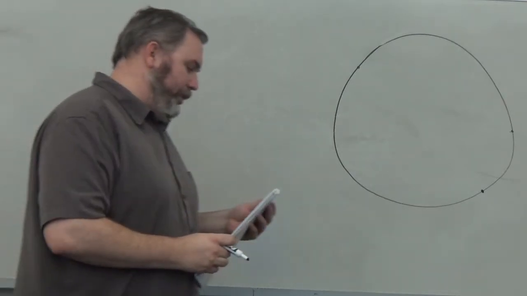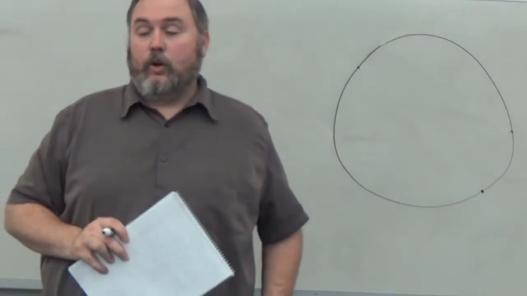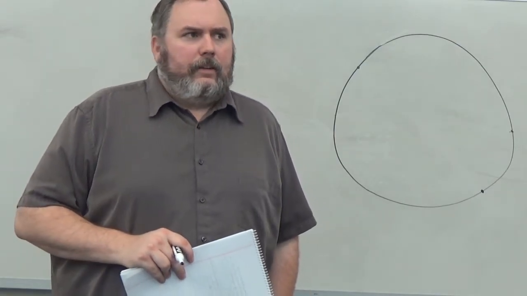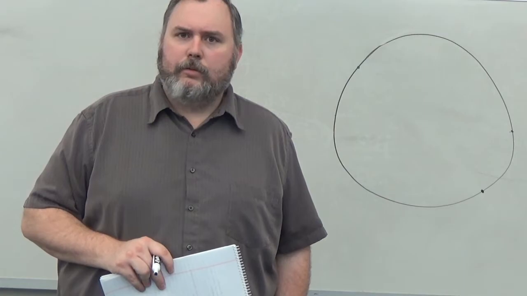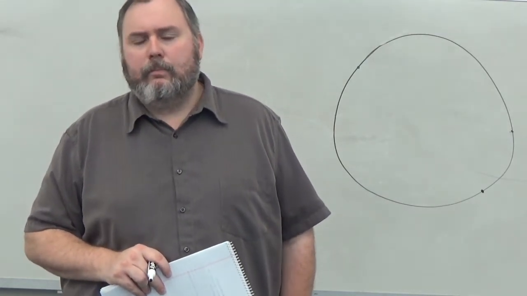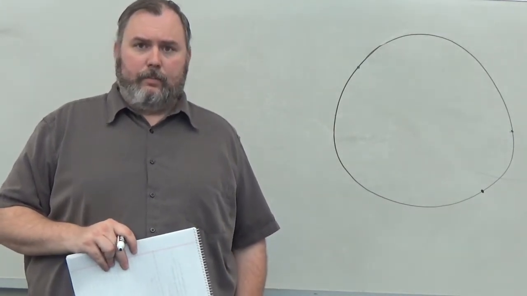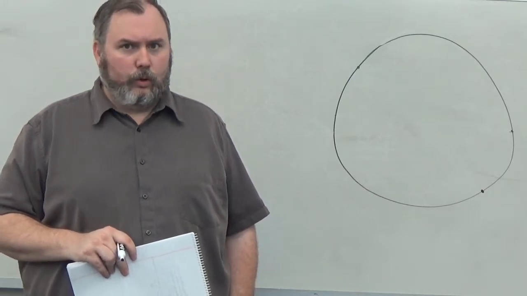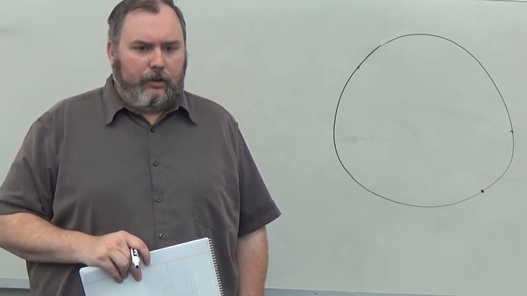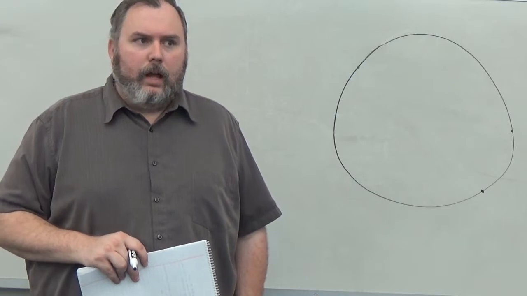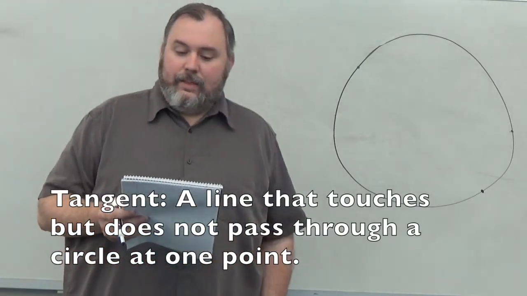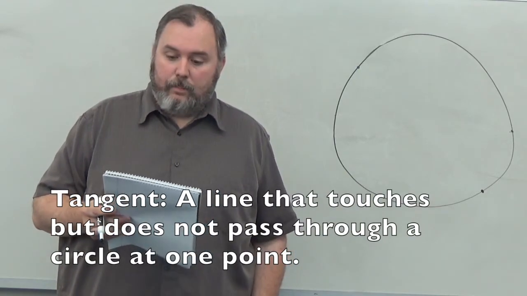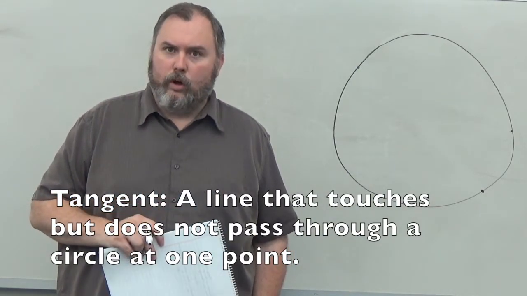The next thing we want to talk about with circles are what we call tangents, secants, and chords. These concepts are almost the foundation of trigonometry, so you need to pay very careful attention to this topic because it's going to haunt you for a little while. So let's start off with a real simple one, tangent. A tangent line is a line that touches but does not pass through a circle at one point.